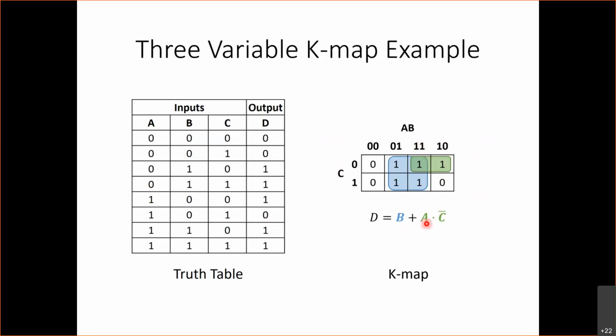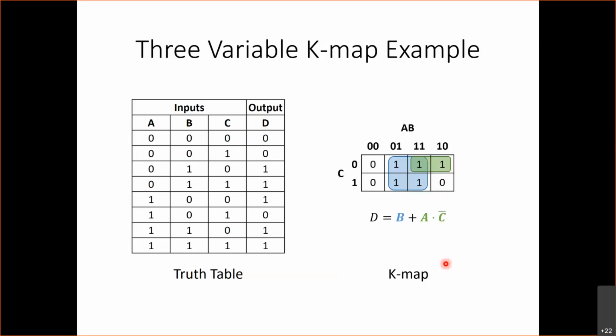And that's why the term that corresponds to the green rectangle is A and not C. Okay, in other words, when A is 1 and C is 0. And you can almost think of this as the intersection. So these 4 cells over here correspond to when A is 1, and these 4 cells over here correspond to when C is 0. So the intersection of this row with these 2 columns is going to be this rectangle over here. Okay?